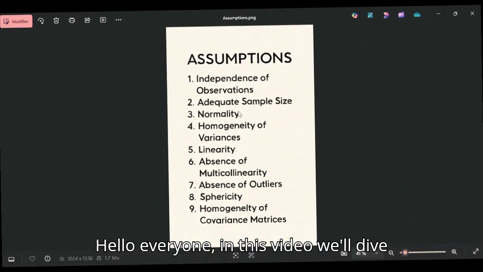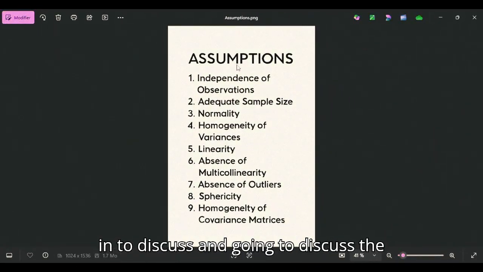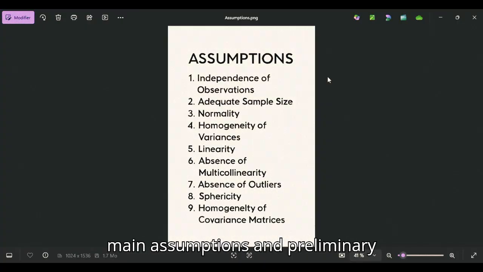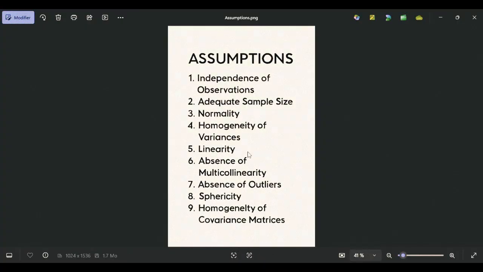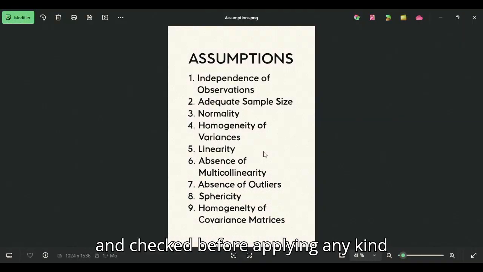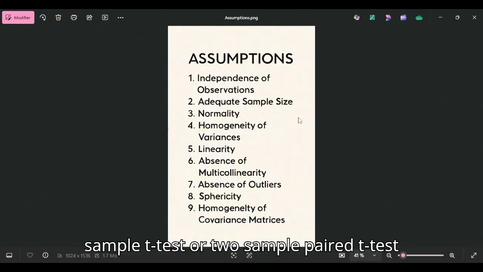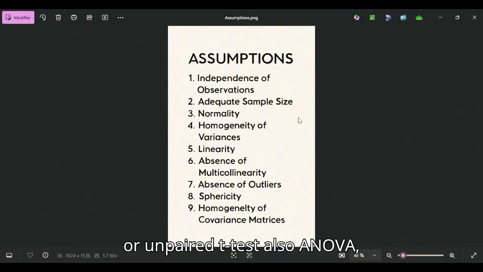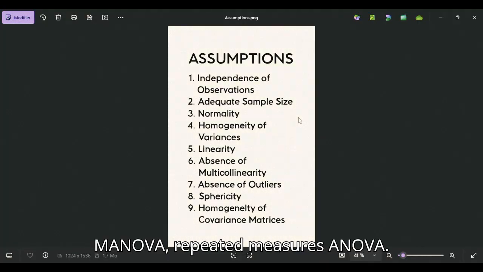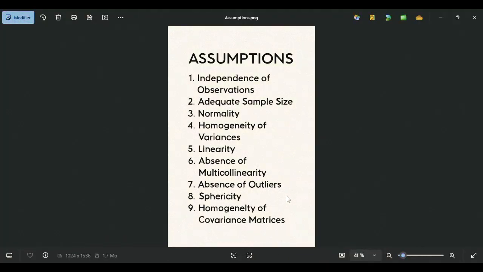Hello everyone. In this video, we'll discuss the main assumptions and preliminary tests that must be verified and checked before applying any kind of parametric test, such as the one-sample t-test, the two-sample paired or unpaired t-test, and also ANOVA, MANOVA, repeated measures ANOVA, and mixed ANOVA.